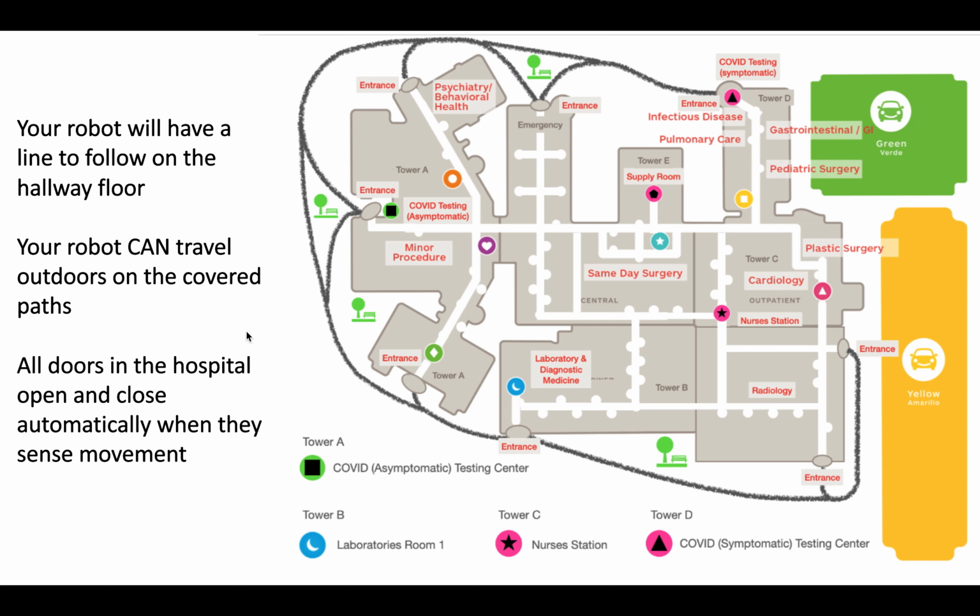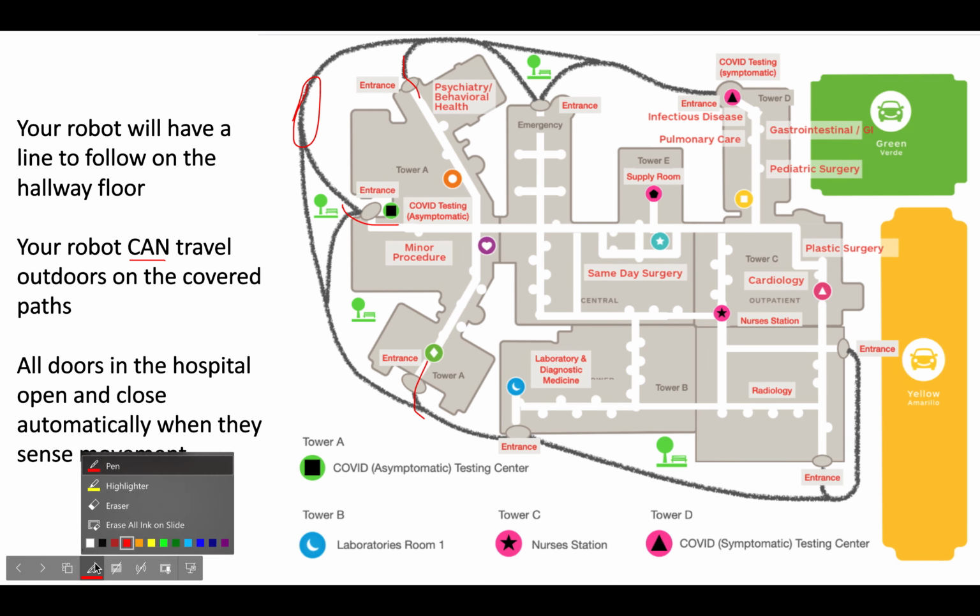Your robot can travel outdoors on the covered paths. So these sort of gray lines here, they represent an outdoor covered path that the robot can take. So it could go in and out of the hospital in a variety of different ways using those outdoor paths. All the doors in the hospital open and close automatically when they sense movement. So when we're considering the design of our robot, we don't need to worry about having to press a button or open a door or go upstairs or in an elevator. All of the entrances and exits the robot will easily be able to get in and out of. So those are some things to consider when we're designing our path.